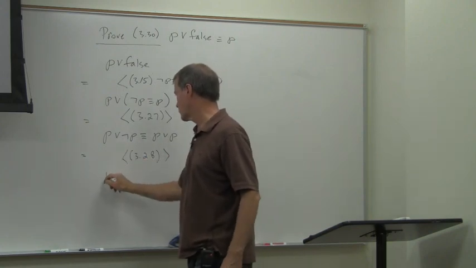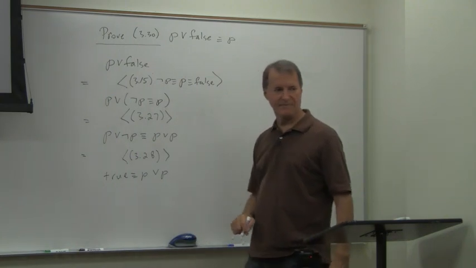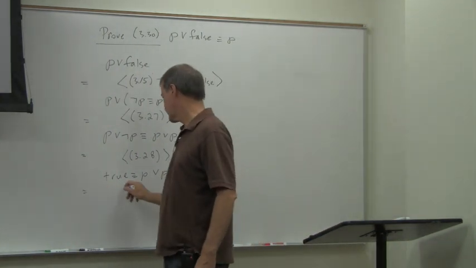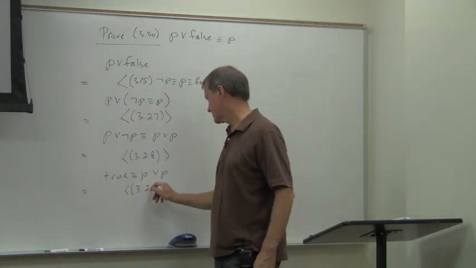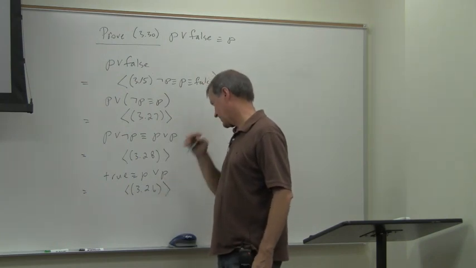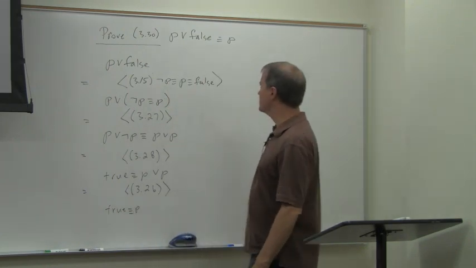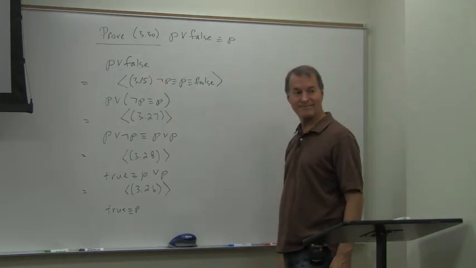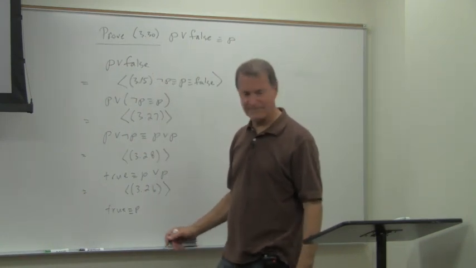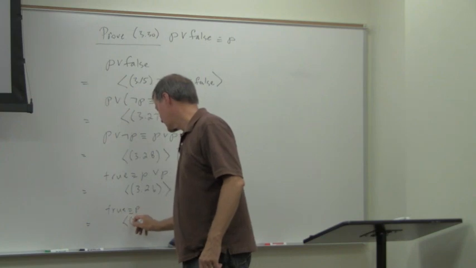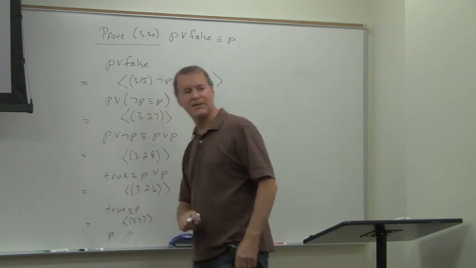So that P or not P is true, right? Right. Oh, but what about this P or P? We could do idempotency. Yeah, idempotent. Good. So idempotent is what? 3.26. And so that would be true equivals P. And what are we trying to get this to? P. Ah, we're very close. Say it again. Yes, 3.3. So equals by 3.3 P, and boom, we're done.